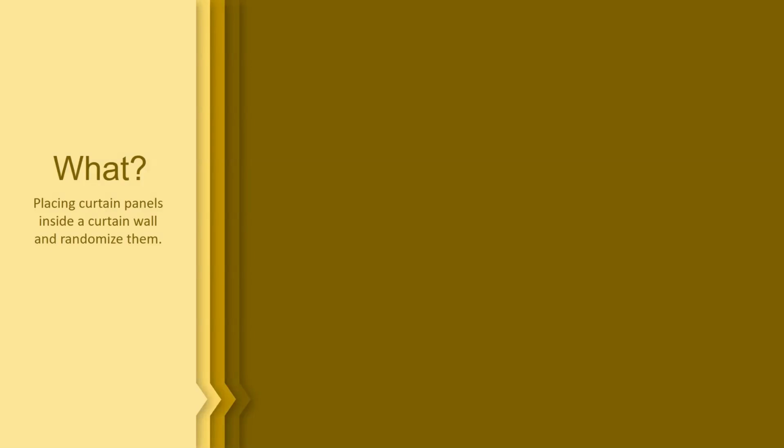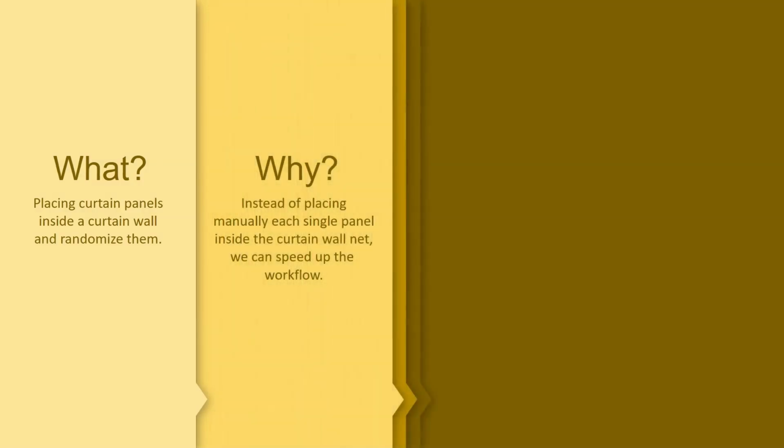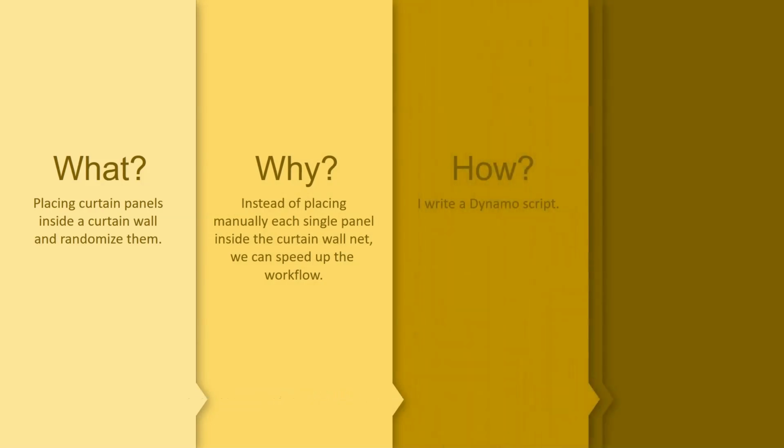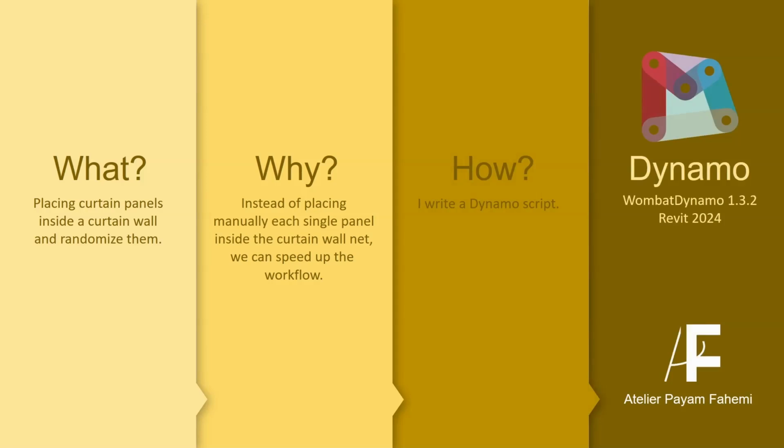Hello there. Today I'm going to show you how to place curtain panels inside the curtain wall and randomize them. Instead of manually placing each single panel inside the curtain wall grid, we can speed up the workflow using a Dynamo script. Today I'm going to use Revit 2024 and you need to have the WombatDynamo 1.3.2 package installed inside your Dynamo. So let's watch it.